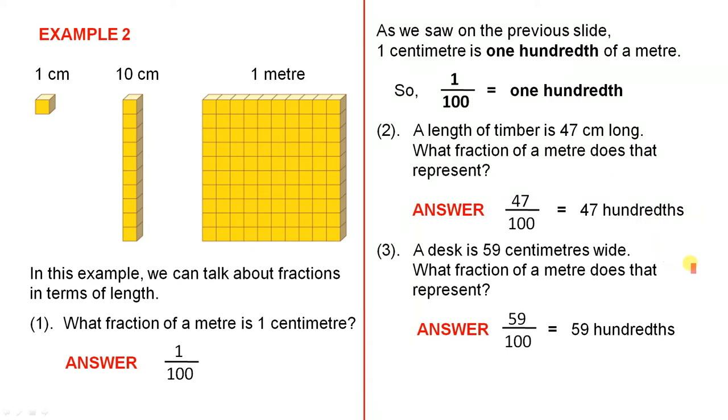A desk is 59 centimeters wide. What fraction of a meter does that represent? 59 centimeters over 100 centimeters is 59 hundredths. So the object of this video was just to learn how to say this fraction. We use the word hundredths. It's very, very important.